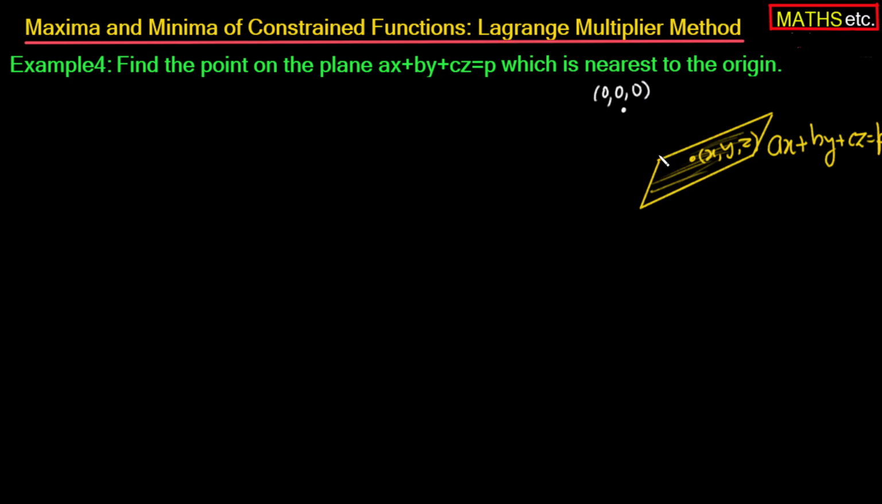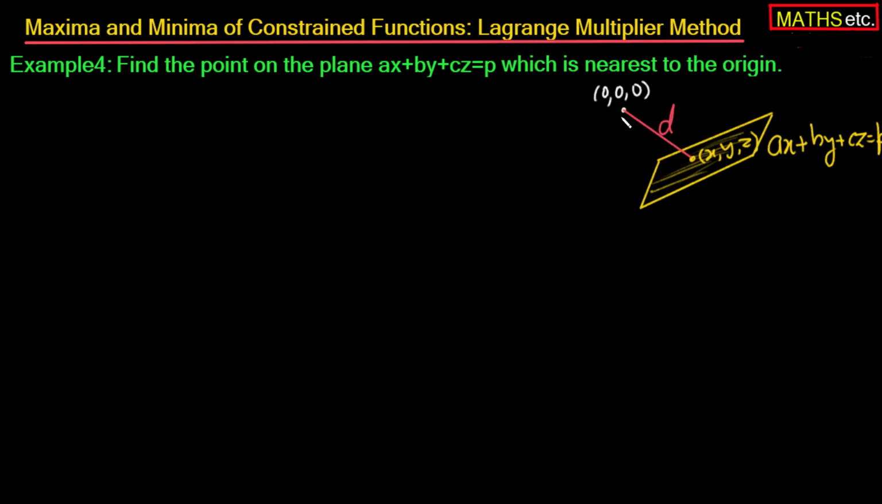And we have to find the point (x, y, z) on this plane such that it is nearest to the origin. Nearest to the origin means, suppose I draw a line from here to here, this distance should be minimum, right? So this is a problem of maxima and minima, and it's a constrained problem. This one will act as a constraint.